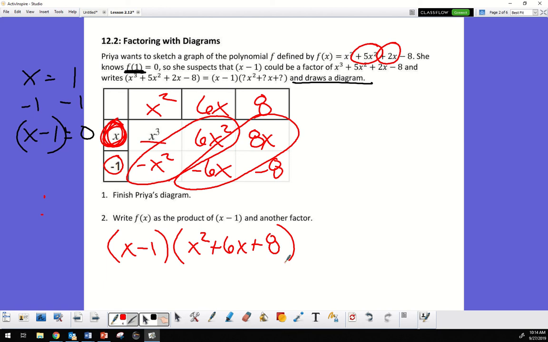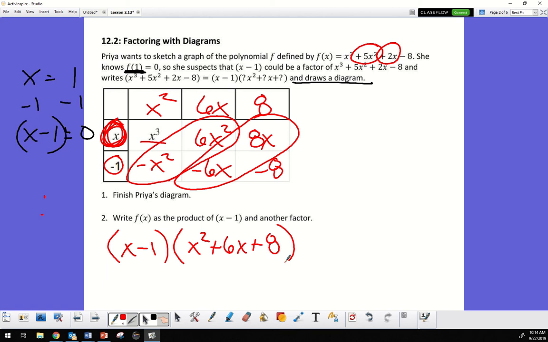Here's a hint. Negative b plus or minus the square root of b squared minus 4ac all over 2a. Quadratic formula? It is a thing. So we're going to work on that later. We're going to work on that some more.